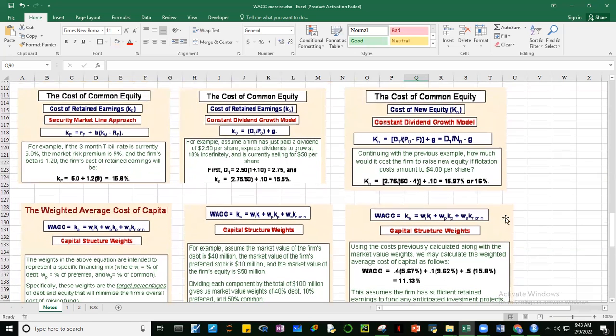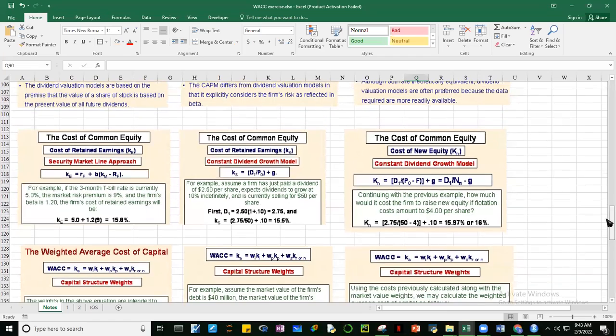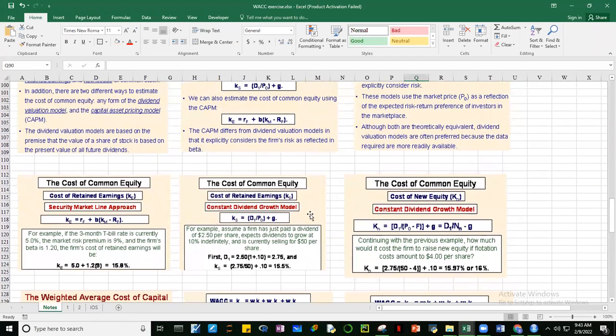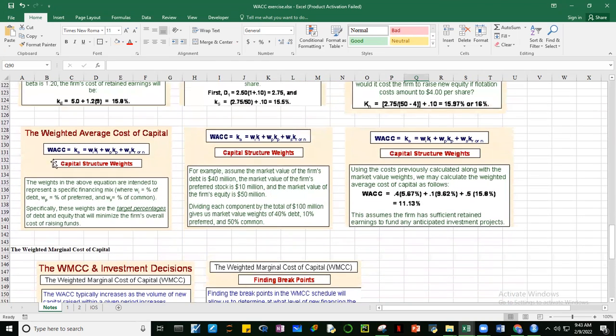Tapos, so cost of retained earnings, hindi natin gagamitin, no? Pareho lang naman sa cost of common equity yan. Ang difference lang, yung cost of retained earnings, walang flotation cost, which I'll explain in a while. Okay? So, this is the computation for the weighted average cost of capital.